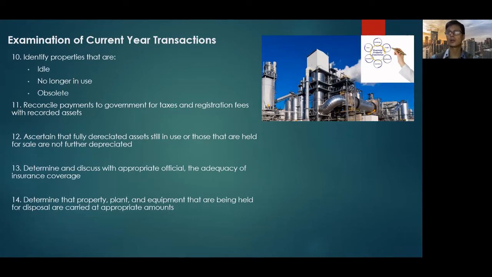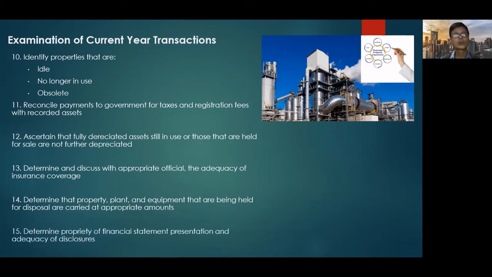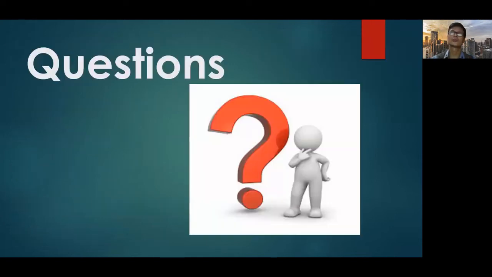So this is under the assertion of valuation. Are they appropriate amounts, especially those held for disposal? Determine propriety of financial statement presentation and adequacy of disclosure. So you will see that the value of the equipment represents its true value, and if there are some other features that need to be known, it should be disclosed.